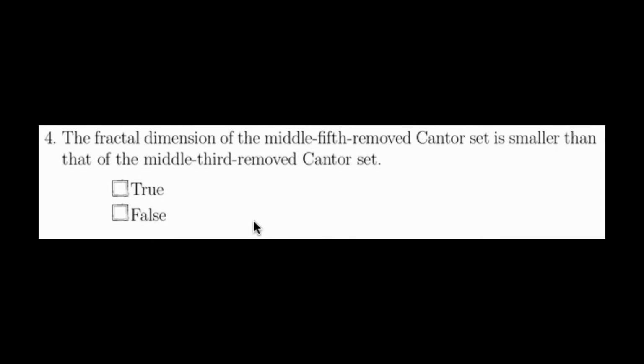With the middle third removed Cantor set, we're removing more mass of the line than in the middle fifth removed Cantor set. So the middle third removed Cantor set will have smaller fractal dimension because it'll be more similar to a point than to a line, and the middle fifth removed Cantor set will have a larger fractal dimension because it has less mass removed and will thus be closer to a line. Since the middle fifth removed Cantor set will have a larger fractal dimension than the middle third Cantor set, this question is false.